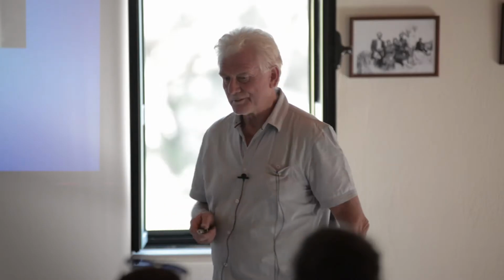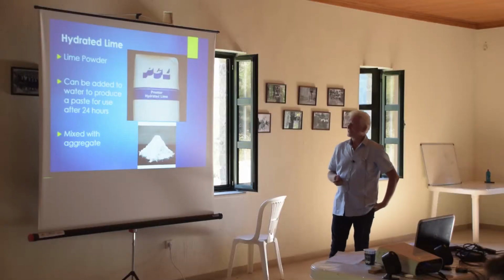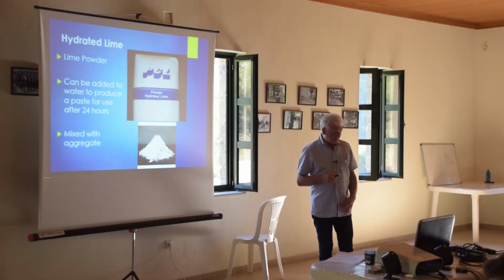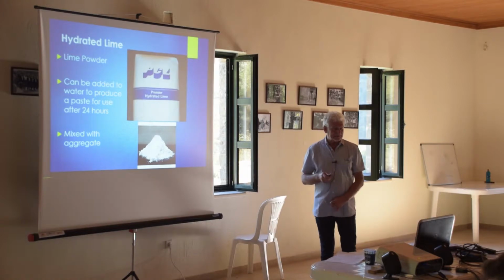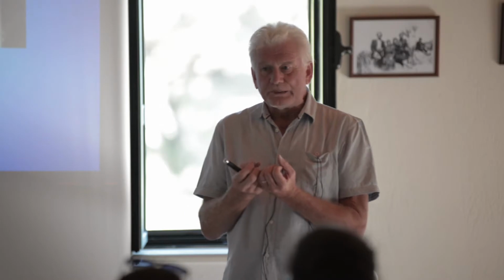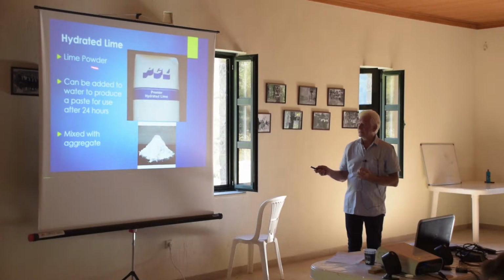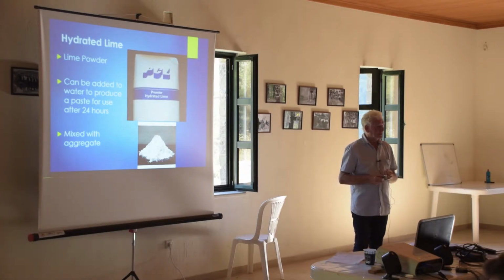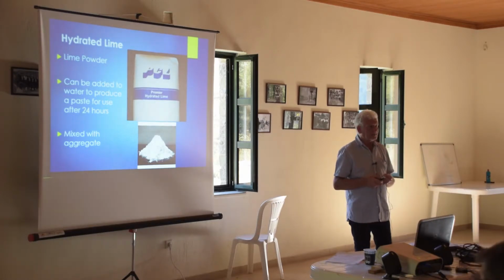There is a third type, which is hydrated lime. And this is basically lime powder. It's lime putty which has been hydrated, the water has been taken out of it. This is the sort of thing you get in the building suppliers. If you go and ask for hydrated lime, you get a bag of white powder. And it can actually be used in that form. It can be mixed with a sand, with an aggregate.